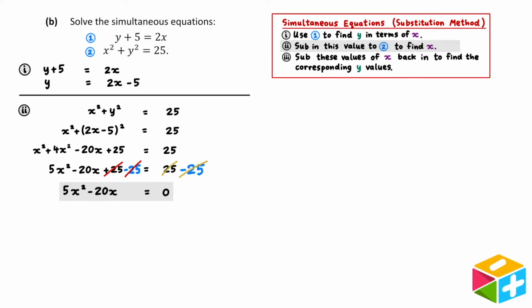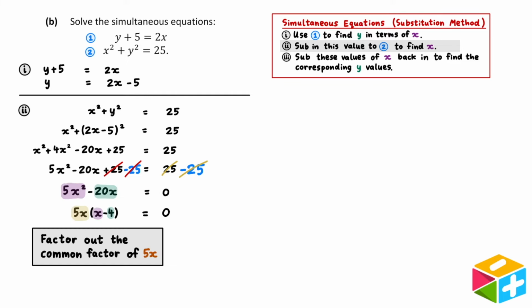One approach here would be to use the quadratic formula. However, if we're clever, there's a much quicker approach. We can spot that there's a common factor of 5x on the left-hand side. When we factor out a 5x from 5x squared, we're left with x, and when we factor out 5x from minus 20x, we're left with minus 4.